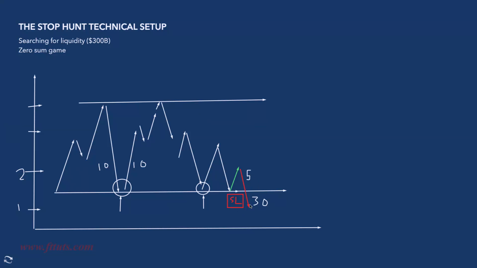And also at the same time as they're triggering stop losses, guess who is getting involved here as well? What kind of trader is getting involved? You've got the breakout trader. And the breakout trader is doing what? They are pressing short. They're pressing sell in order to go short at the market.